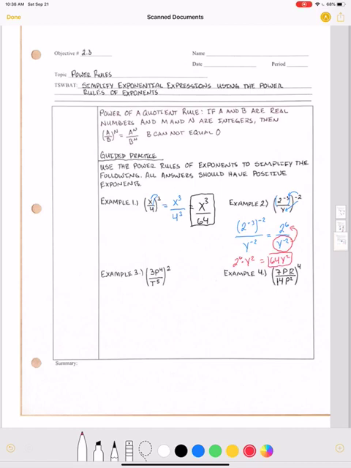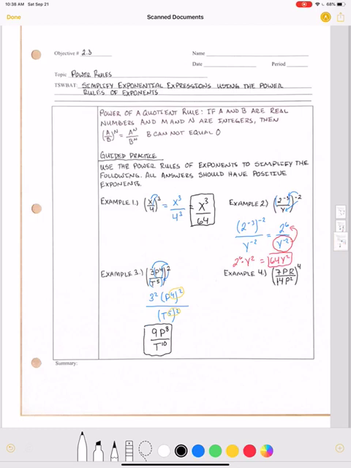In example 3, I have 3p to the 4th over t to the 5th raised to the power of 2. I need to distribute the 2 to this 3, to this p to the 4th, and to this t to the 5th. This is going to become 3 squared times p to the 4th raised to the power of 2 over t to the 5th raised to the power of 2. I need to multiply these exponents. 3 squared is 9, p to the 8th over t to the 10th.